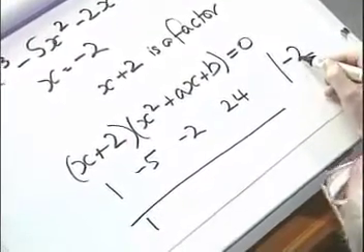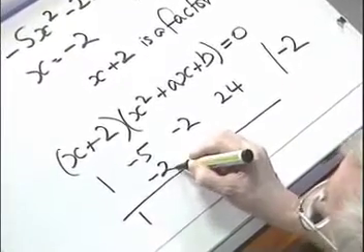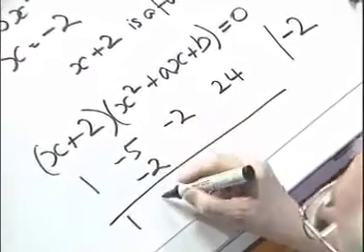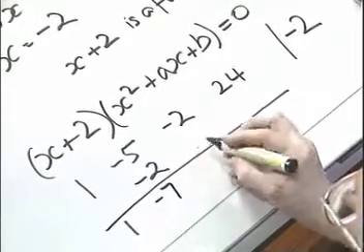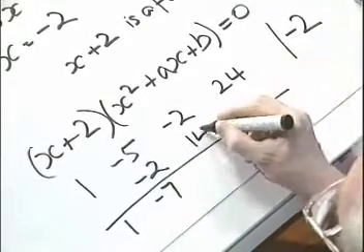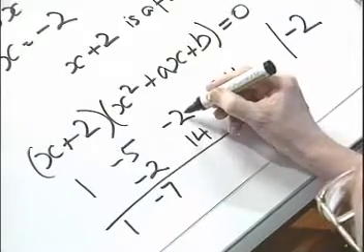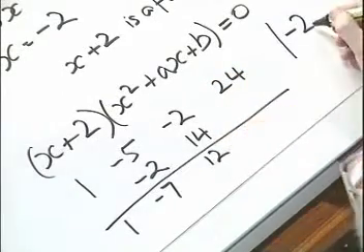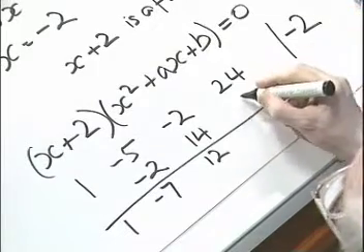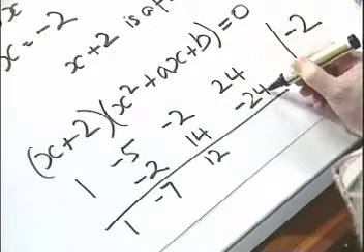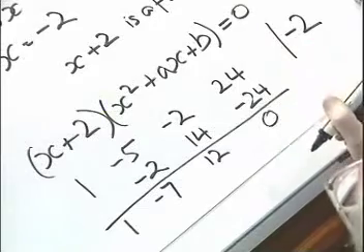1 times minus 2 is minus 2. Minus 5 plus minus 2 is minus 7. Minus 7 times minus 2 is 14. 14 plus minus 2 is 12. 12 times minus 2 is minus 24. And 24 plus minus 24 is 0.